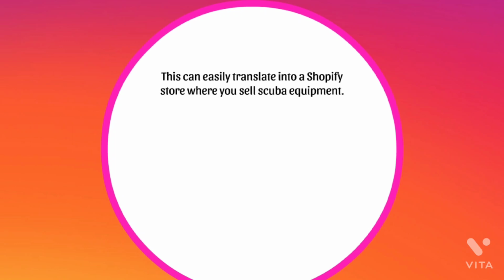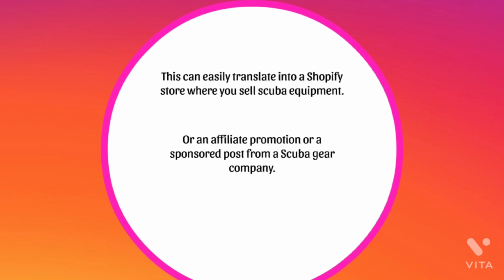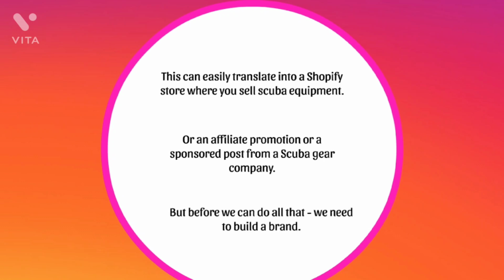You get to indirectly sell things, because at the end of the day, people are going to want what you have. They feel, okay, if I have the same tools or equipment that you have as a scuba diver, or as whatever you're trying to do as a lifestyle or brand, they're more likely to buy it, right? So it can be a Shopify store, it can be an affiliate promotion, it can be a sponsored post from a scuba gear company, which we'll talk more about later down the road. But before you can do all that, you need to have a brand. You need to have the ability to create a lifestyle, right?